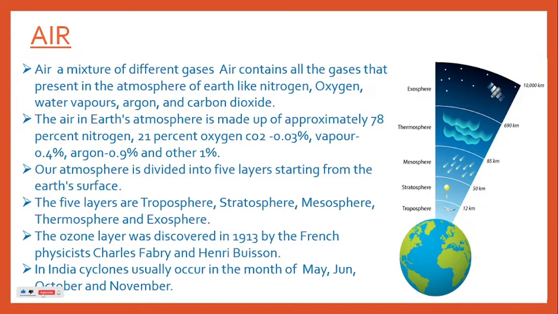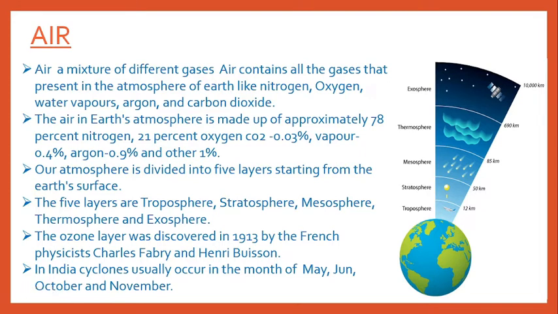Next, the third one is the mesosphere. This is the third layer. In this layer, most meteors from space burn up. This layer extends about 85 kilometers. Mesosphere will extend up to 85 kilometers. Most meteors will form in this layer.